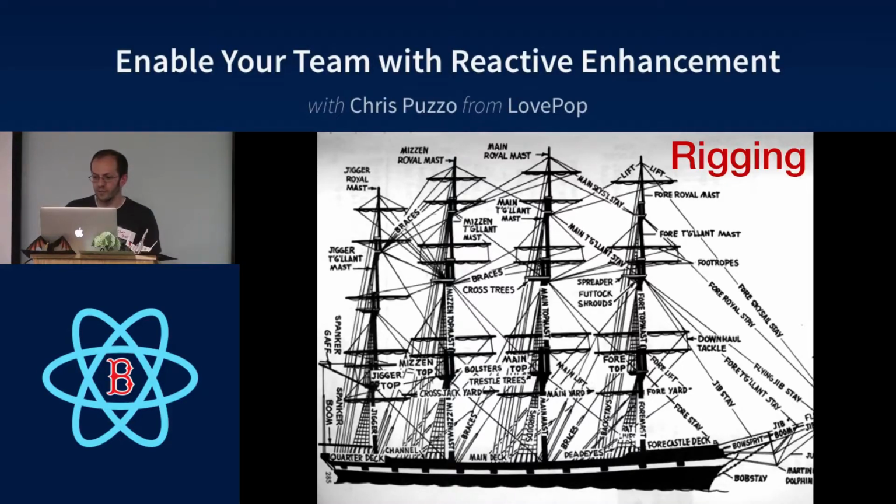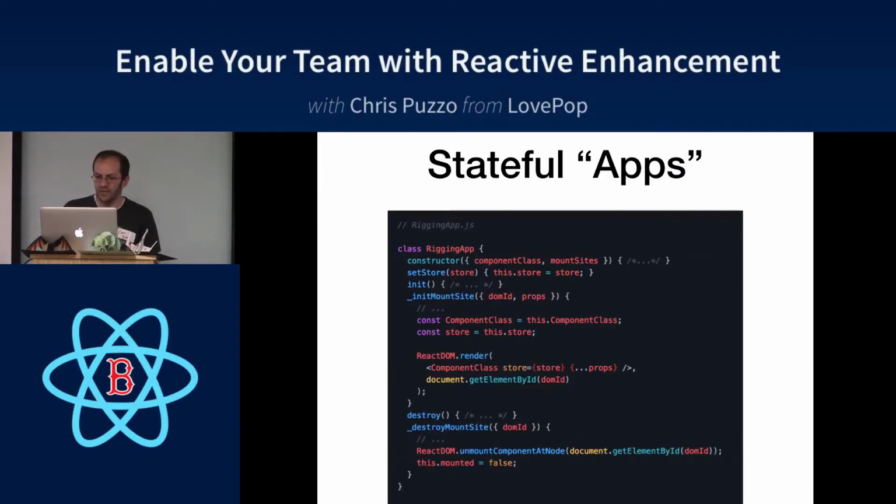So this is where we built this tier called rigging. A lot of our APIs are named after nautical things because of our co-founders. So rigging it is. The first tier of the rigging library is these stateful apps. Each rigging app comes with two primary things that we're interested in. One is the component class, and one is one or more mount sites. The component class is what component root we are going to mount, and mount sites are where we are going to put it.